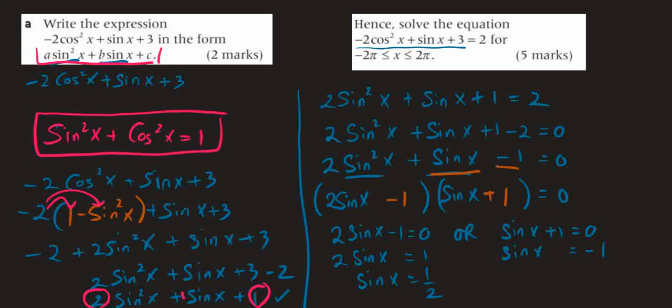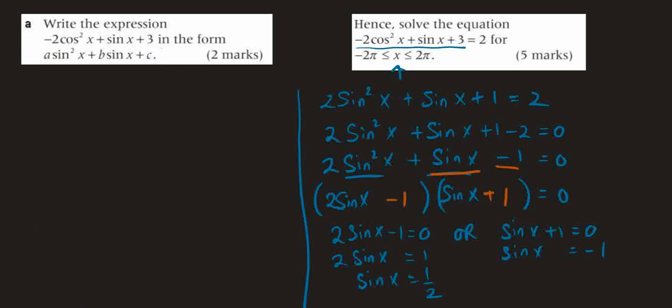Now we have to get the correct value of x with the inverse of sine to get the x value between negative 2 pi and 2 pi. Now for sine x equals to half, we have to remember the special angle that will help us, that the value of sine positive is in the first quadrant and the second quadrant.